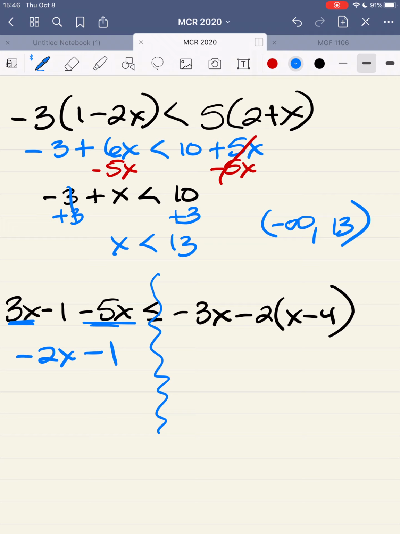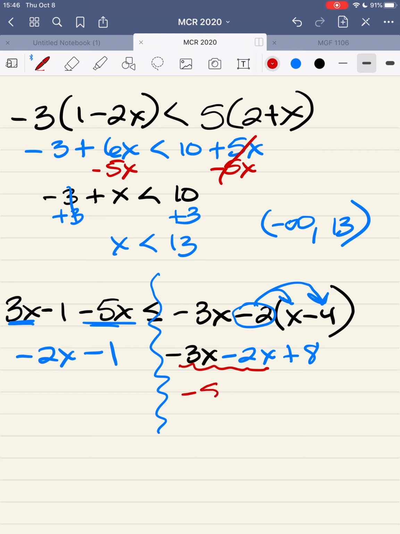Right? When I look at the other side, I have some distribution going on here. All right. So my negative 3x I can't do anything with right away. I'm going to distribute the negative 2, because remember, take the sign with whatever's on the outside. And I have negative 2x, and a negative and a negative give me a plus 8. I still have some stuff to do on this side, so I'm going to keep going with this side, leave the other side alone. I can go ahead and combine those, and I have negative 5x plus 8.